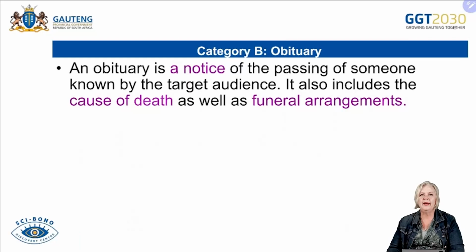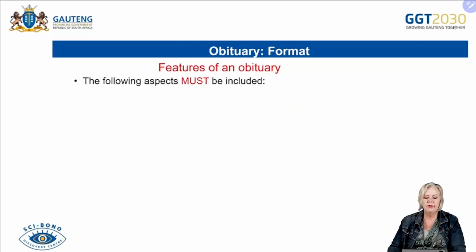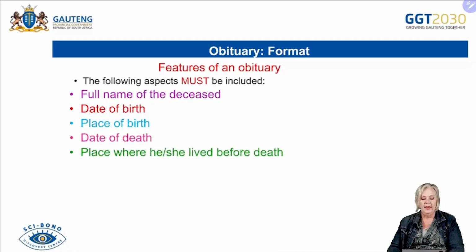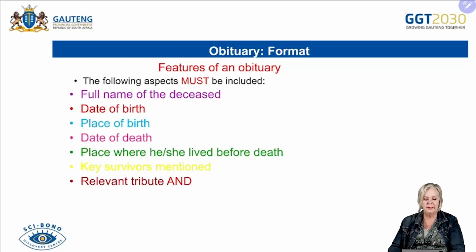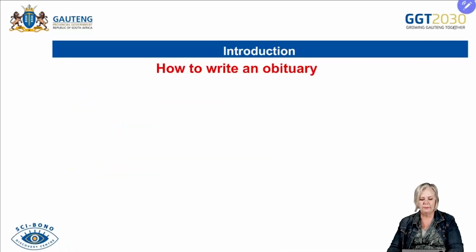The next one we are looking at is an obituary. Remember that an obituary is a notice of the passing of someone known by the target audience, by the reader. It also includes the cause of death as well as funeral arrangements. The features of an obituary, the following must be included: the full name of the deceased, his date of birth, the place of birth, date of death, and place where he or she lived before death. Key survivors mentioned, relevant tribute, and date and time and place of the funeral.